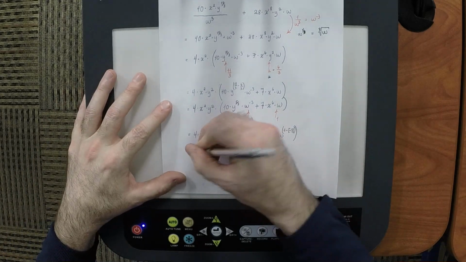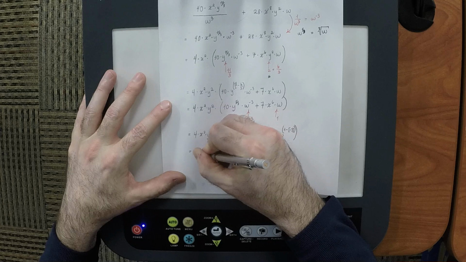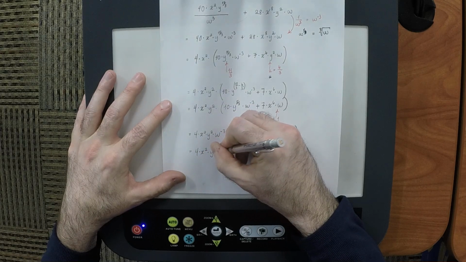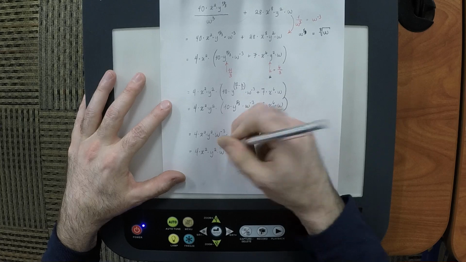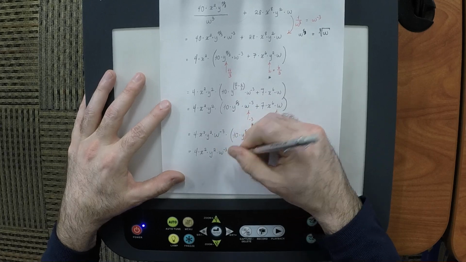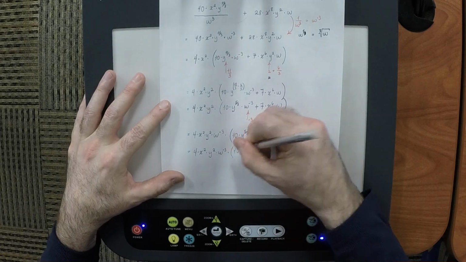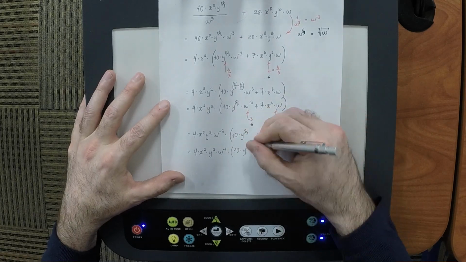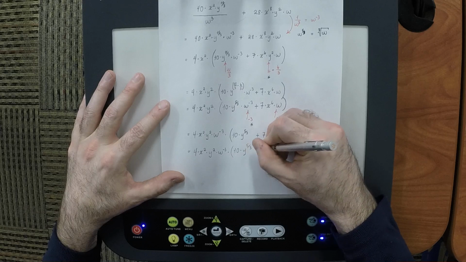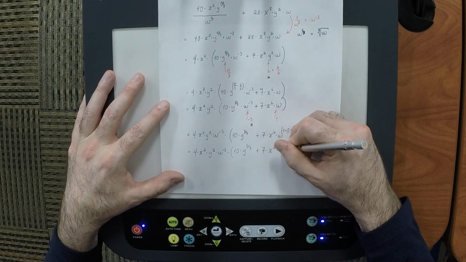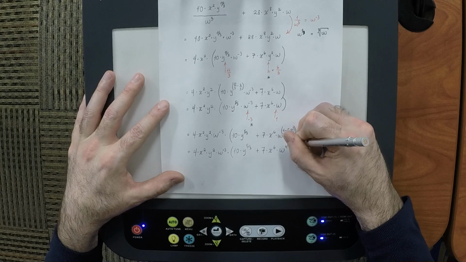Simplifying that, we have 4x squared, y squared, w to -3. And then 10. So this is unchanged. I'm just simplifying that exponent right there. 5/3 plus 7, x to 6, w to 4.